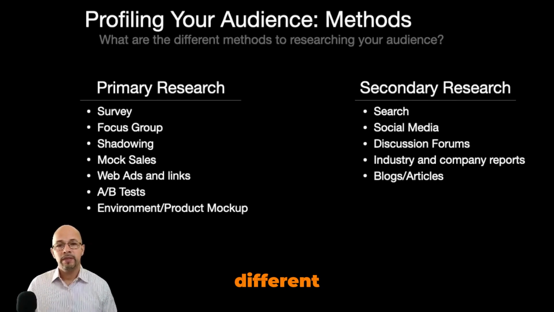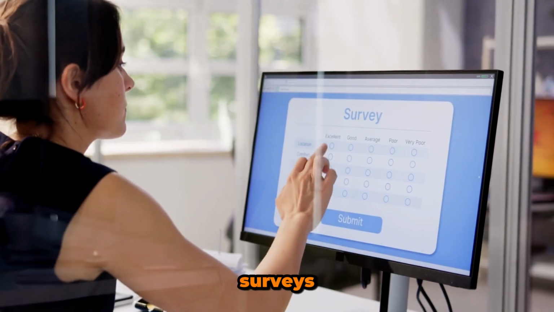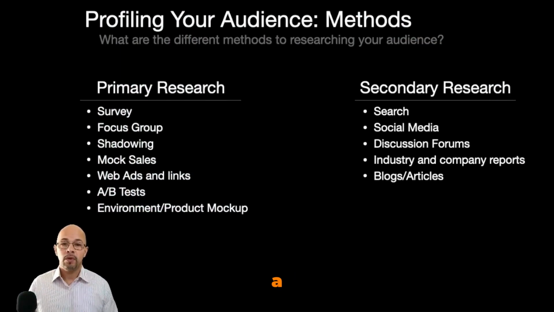So here are different methods to going about understanding your audience, essentially broken down to two: primary research and secondary research. Primary research is a much more involved process, and this is where you may conduct surveys to an existing audience or buy a list and throw a survey out there. This could also be done digitally.